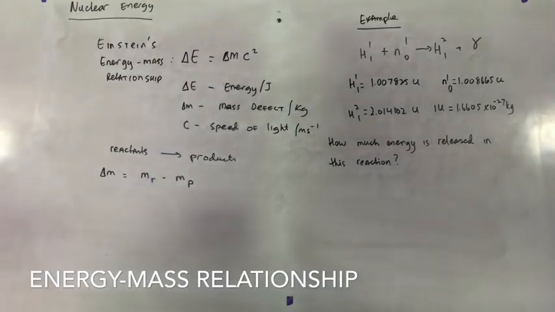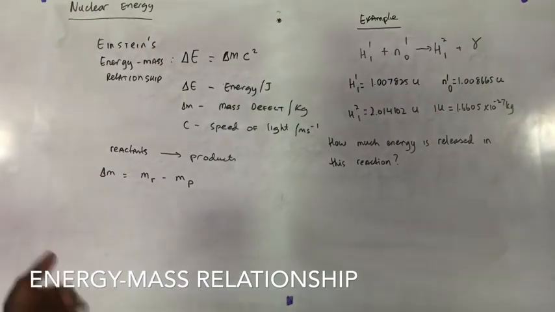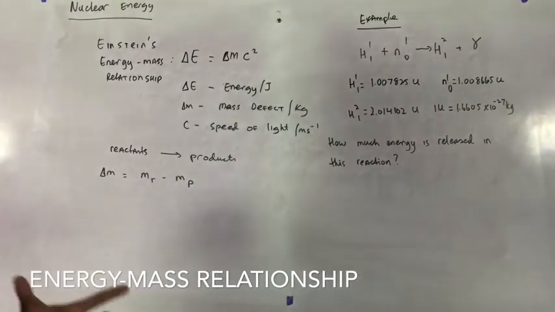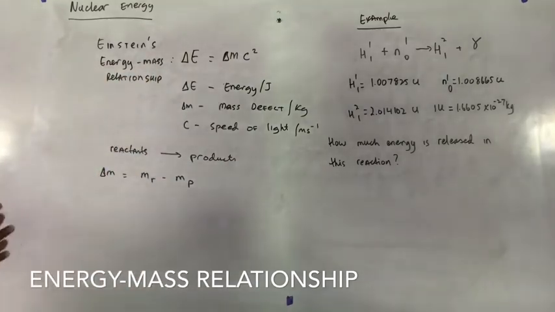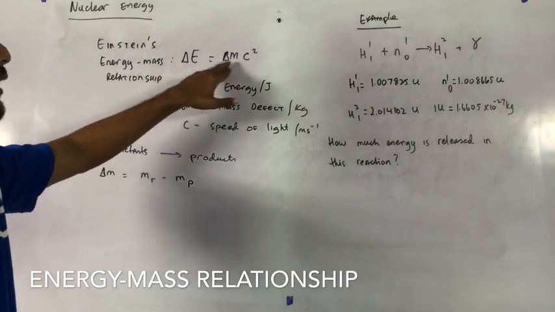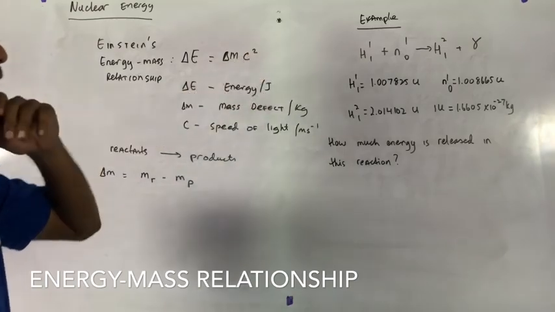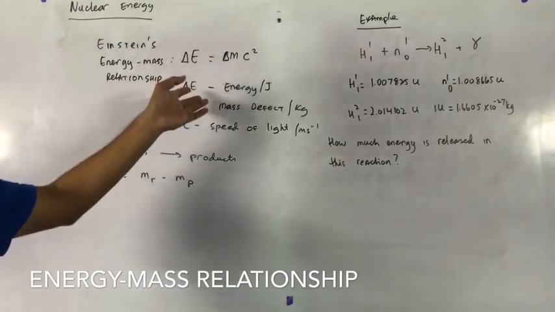So what Einstein was able to discover was that during a basic reaction between reactants forming products, that change in mass that occurs from reactants to products results in energy. He was able to work it out. So here's what we have. The energy is equal to the change in mass, called the mass defect, times the speed of light squared. So this was known as the energy-mass relationship.